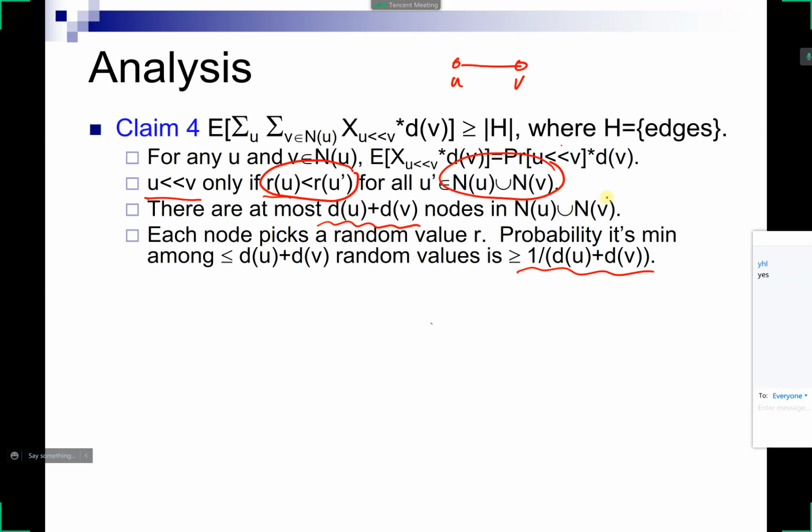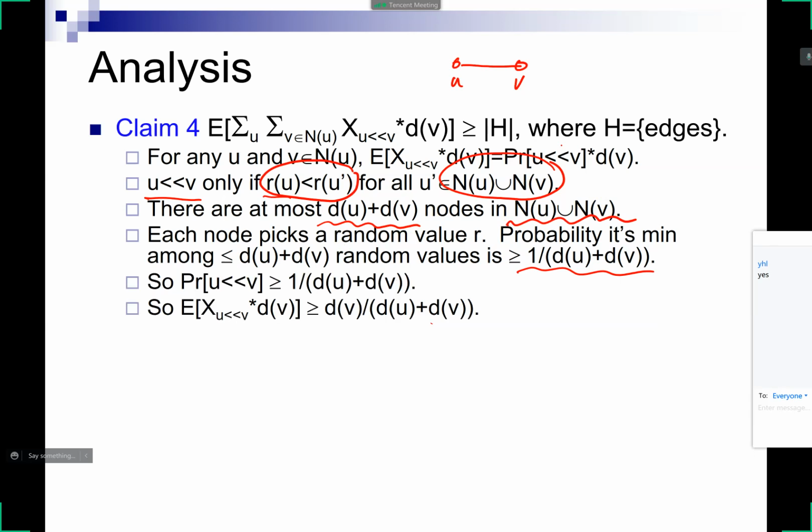Okay, so then here we have that the number of neighbors is at most du plus dv. So the probability that u has the minimum value among all of these neighbors over here is going to be at least 1 divided by du plus dv. Okay, so therefore the probability that u preemptively removes v is going to be at least this thing, 1 over du plus dv. Okay, and so the expectation of this xuv indicator times dv is simply dv times the previous value, the probability that u preemptively removes v.